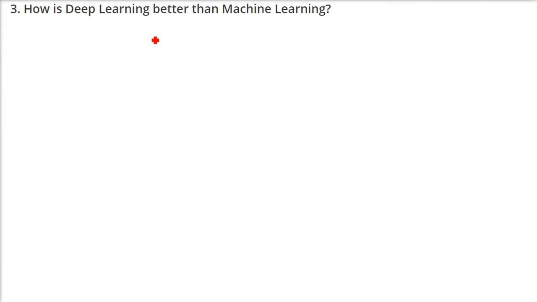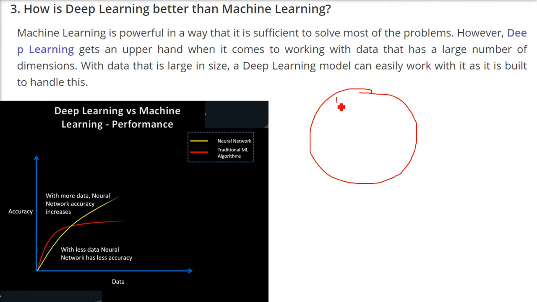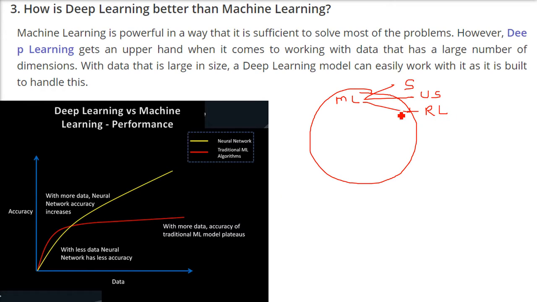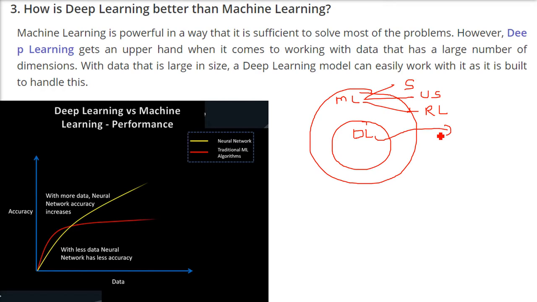How is deep learning better than machine learning? Deep learning is the subset of machine learning, which in turn is the subset of artificial intelligence. Machine learning can be of three types: supervised, unsupervised, and reinforcement learning. Inside this, we have deep learning. It has an upper hand on machine learning, because we are talking about a large number of dimensions. We want to have a machine which is based on general AI or say strong AI. We haven't achieved it, but we want it. With data which is of large size, deep learning can easily work with it, as it is built to handle this humongous amount of data, huge data, big data, all kinds of multi-dimensional data.